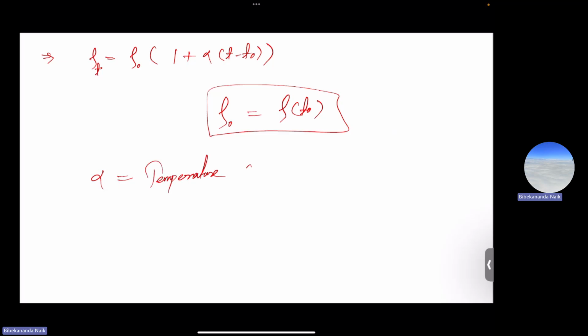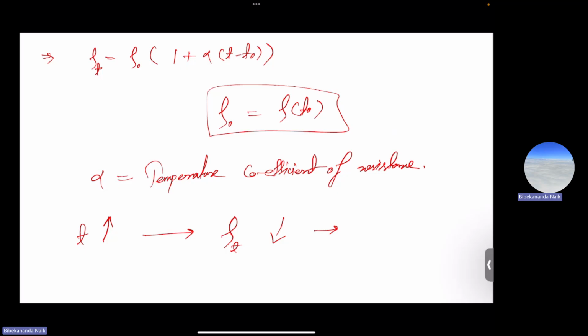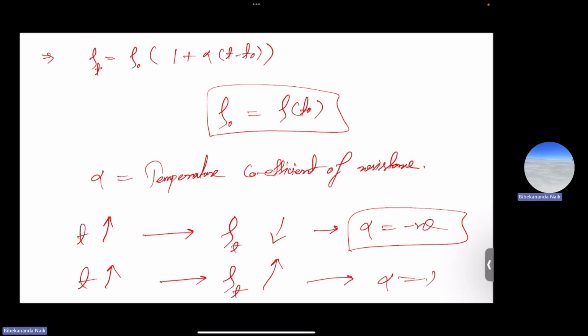Temperature coefficient of resistance. Basically, it determines whether the resistivity increases or decreases with temperature. Suppose with increase in T, resistivity decreases, then we will say that alpha is negative, that is, it has a negative temperature coefficient of resistance. When with increase in T resistivity increases, then alpha is positive.